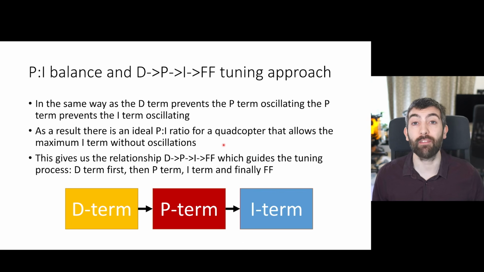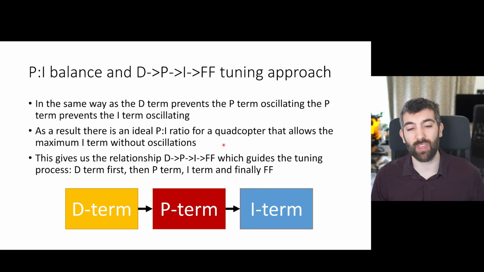In the same way that we have a PD balance, we also have a PI balance. The D term prevents the P term from oscillating, and in the same way, the P term actually prevents the I term from oscillating. As a result, there is an ideal PI ratio and an ideal PD ratio for a particular quad that allows the maximum I, P, and D terms without getting any oscillations.